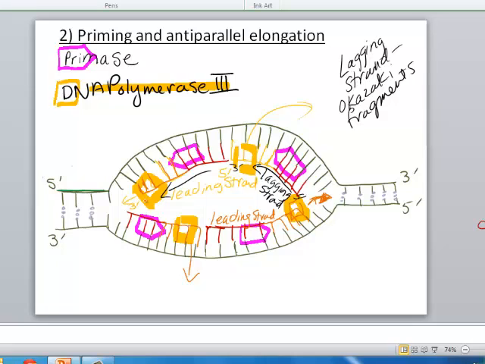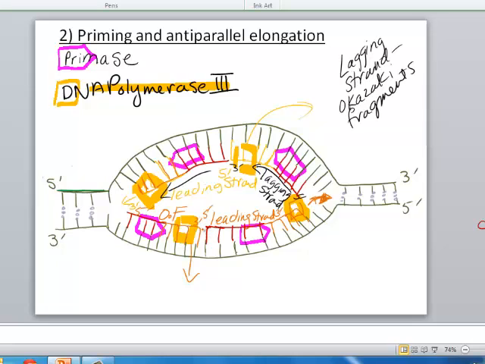Okay. So again, this is an Okazaki fragment, or a lagging strand. So there we see priming and antiparallel elongation. So that's again 5' to 3'. I know I'm hitting this over and over and over again, but you just have to get it.